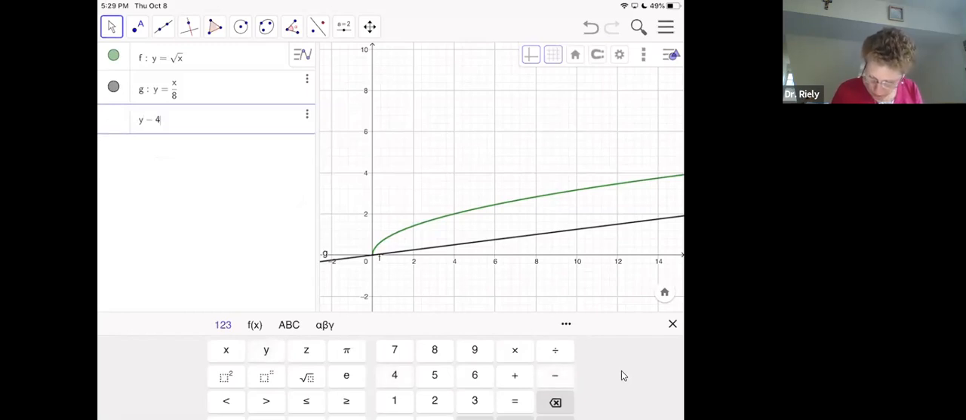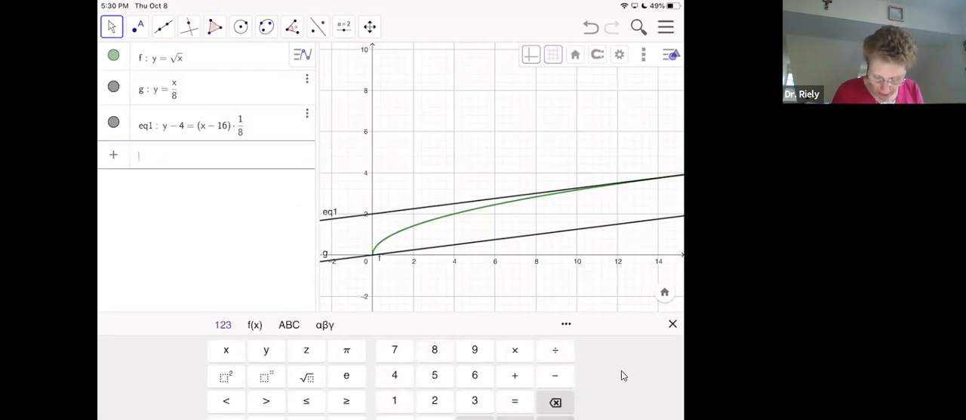y minus 4 equals. Okay, so I'm going to put parens, and I'm going to say x minus 16. And then I'm going to come out of there. Can I? Okay. I'm going to put another set of parens and say 1 divided by 8. Okay, so that works. So then let's enter. Good. Okay, so what do I have?